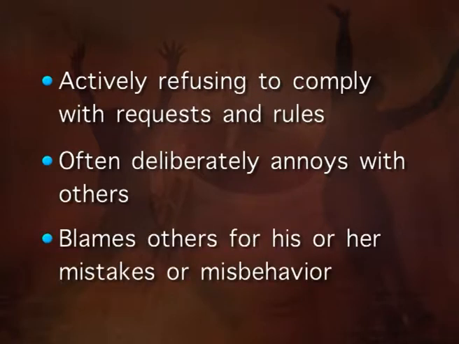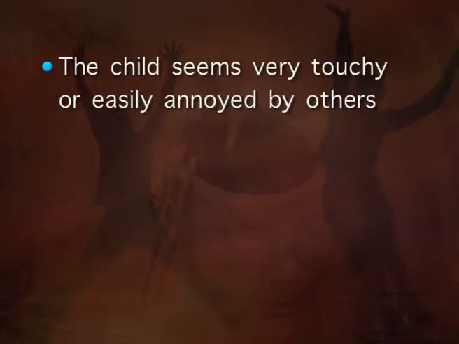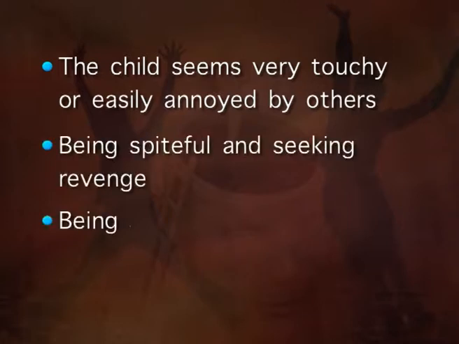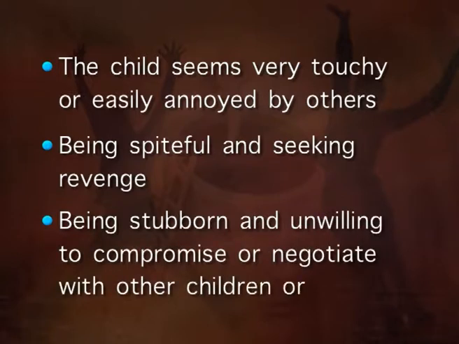mistakes or misbehavior. The child seems very touchy or easily annoyed by others, being spiteful and seeking revenge, being stubborn and unwilling to compromise or negotiate with other children or adults. Among these characteristics, if at least 4 or more are seen in the child's behavior, then we can claim that the child is suffering with oppositional defiant disorder.